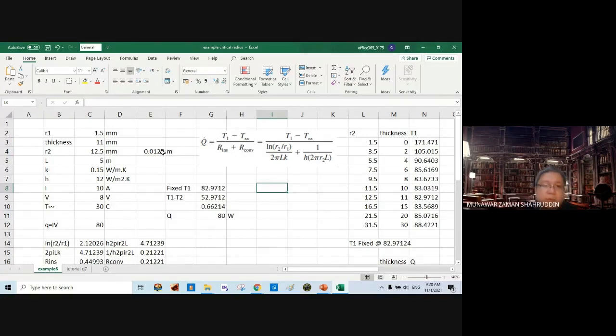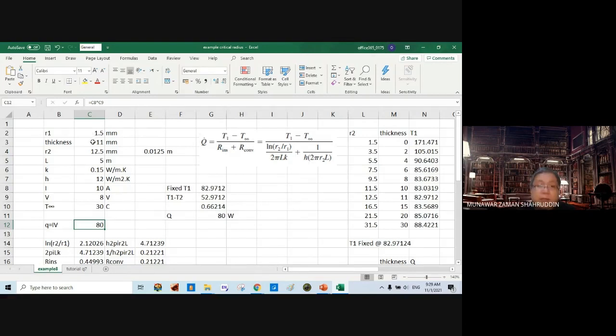So basically, Q is consistent, because it is I times V, and the rest is also consistent. The value that is not consistent is the thickness of insulation. So we will look at the thickness of insulation. What might be the effect of that thickness of insulation on the temperature of the interface? It is T1. We are talking about T1.